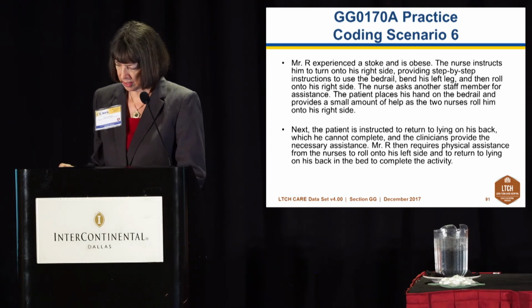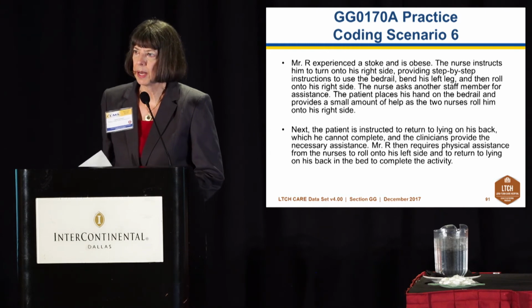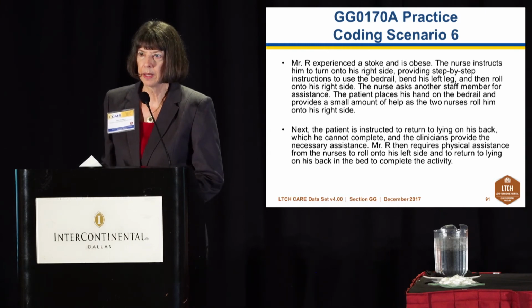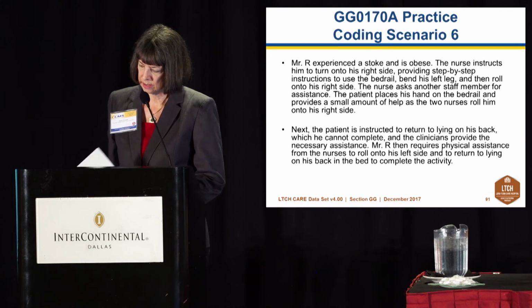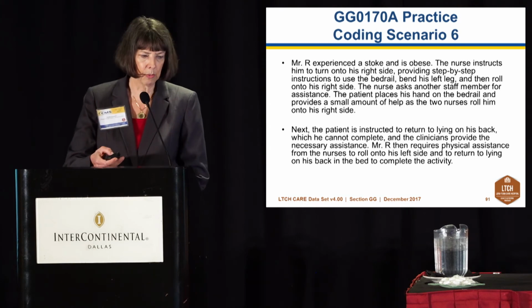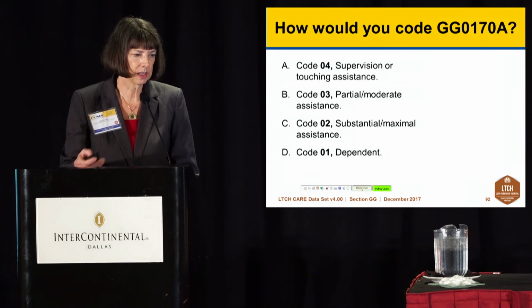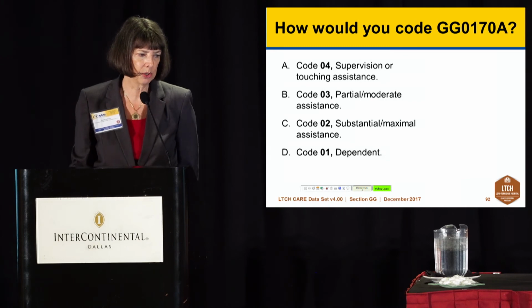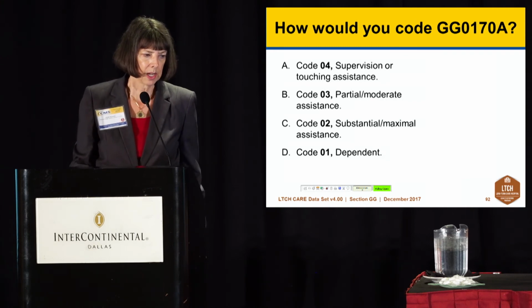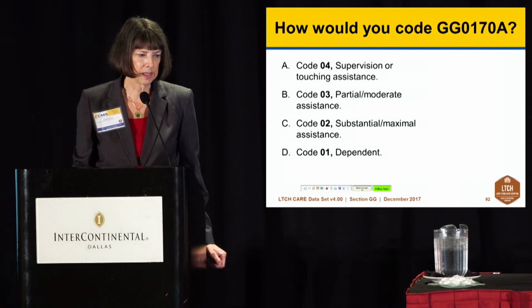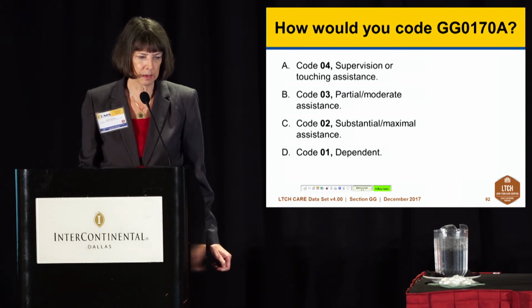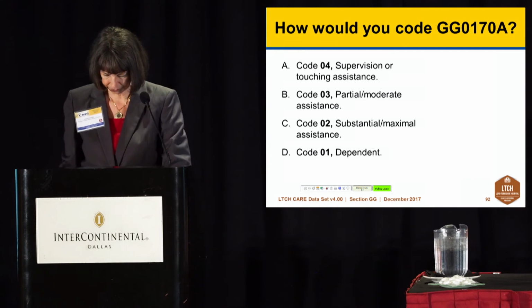So think about all of the different elements. Think about who's helping, how many people are helping, what the patient did, and then make your decision as to how you would code this. So how would you code this item? Would you code it 04, 03, 02, or 01? I'll let you think about that.